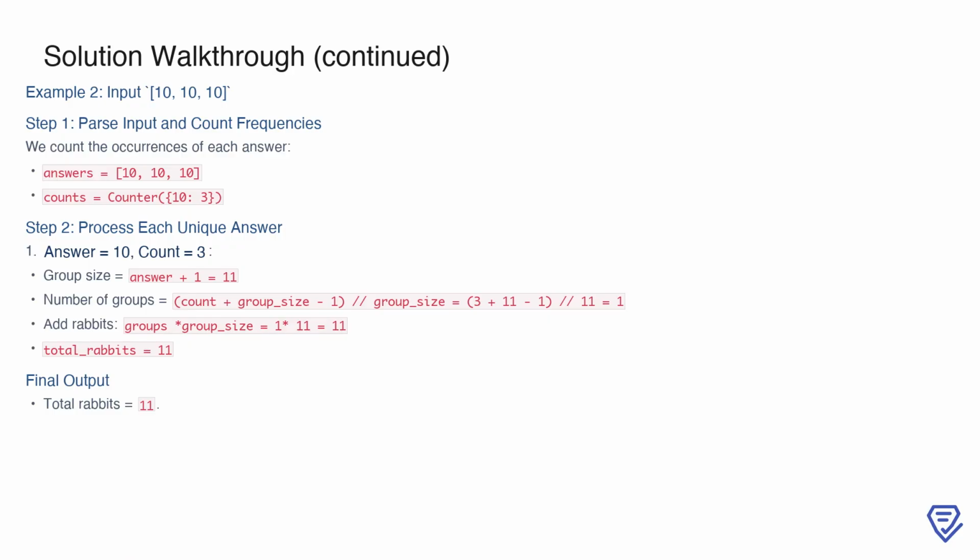Each group contributes group_size rabbits, so we add 1 * 11 = 11 rabbits to the total. Since there are no other answers to process, the total number of rabbits for this input is 11.